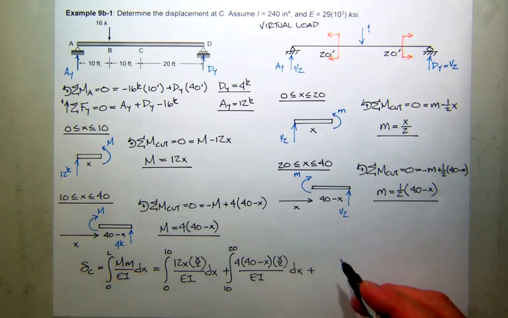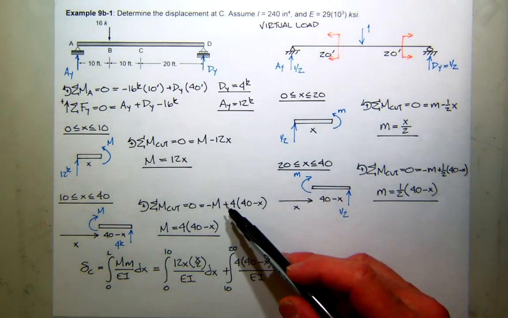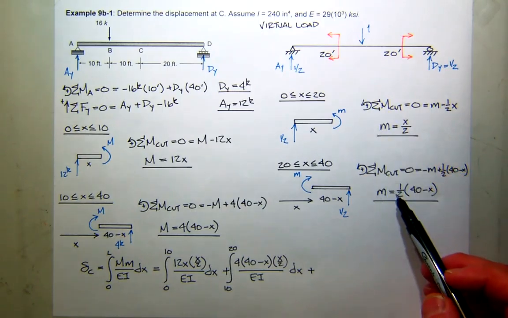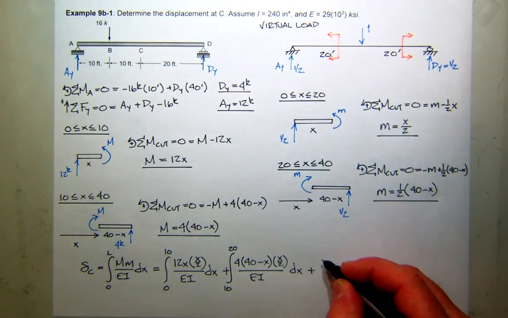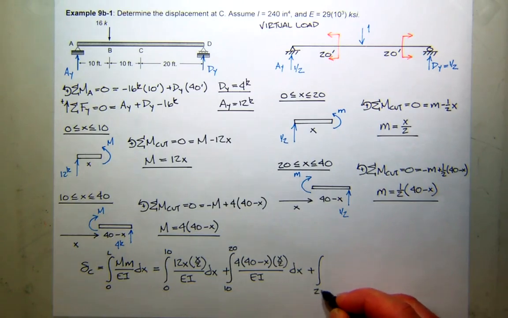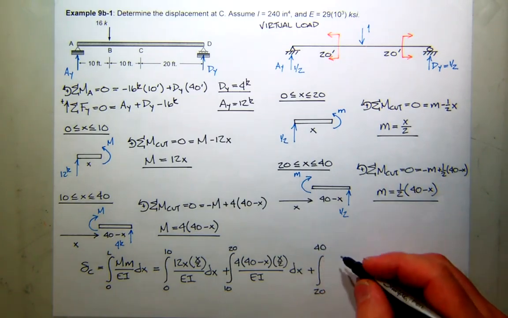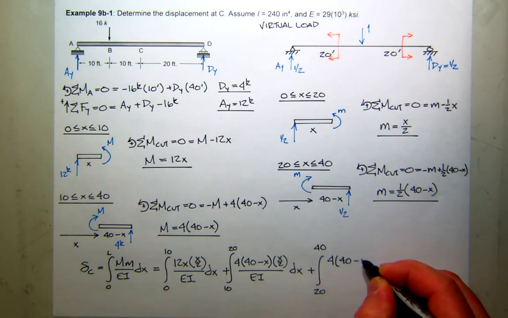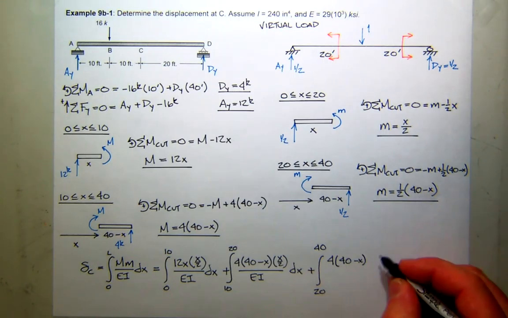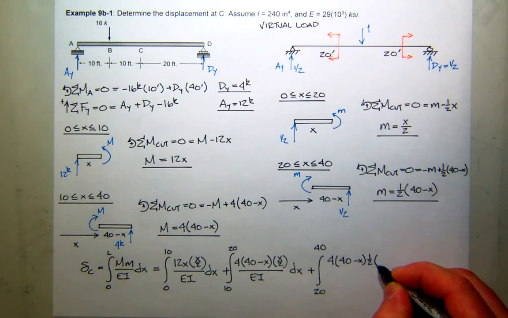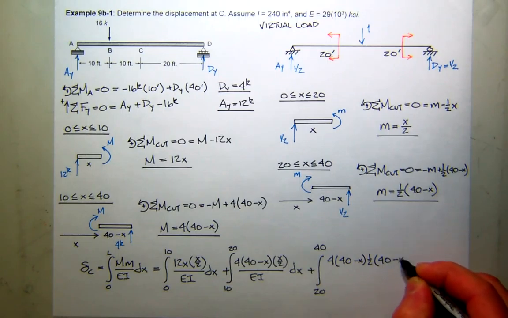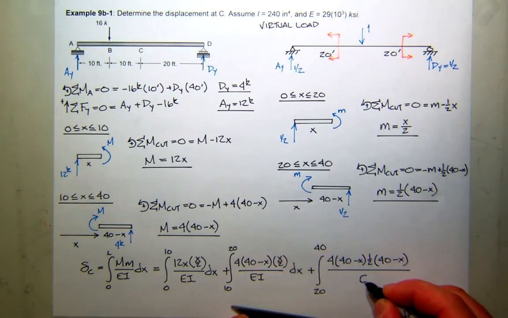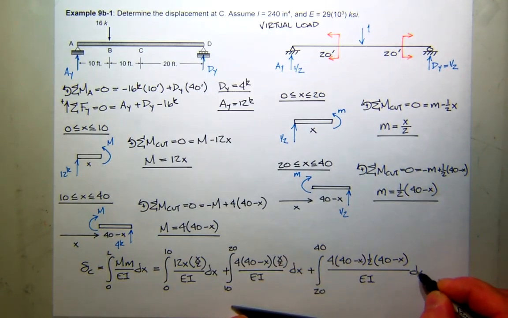Now what about from 20 on? Well, my real moment's still good from 20 all the way to the end of the beam, but my virtual moment now switches from this first one to this second one. So I can finish it off. So I now go from 20 to 40. The real moment is still 4 times 40 minus x. The virtual moment is now this, 1/2 40 minus x. And divide by EI, which is constant for the whole structure, dx.